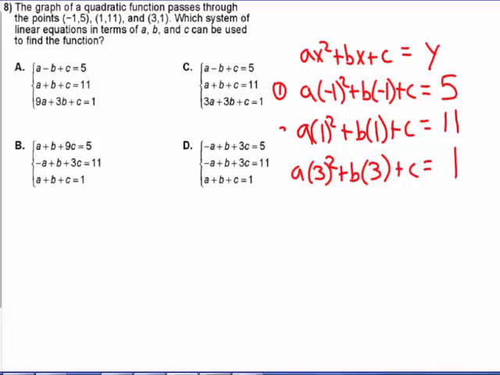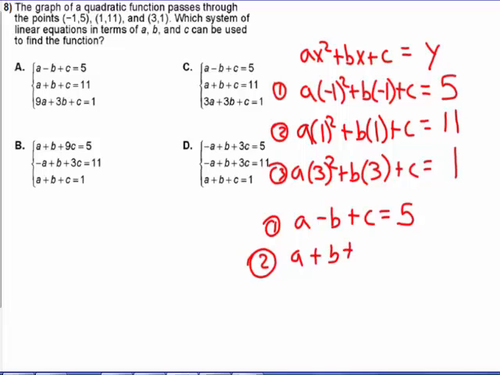So now we just need to multiply everything out so we can have our system of equations. So we'll label them here 1, 2, and 3. So equation 1, negative 1 squared is 1, so we just have a minus b plus c equals 5. The second equation would just be a plus b plus c equals 11. The last equation would be 9a plus 3b plus c equals 1. And we can see the correct answer is A.